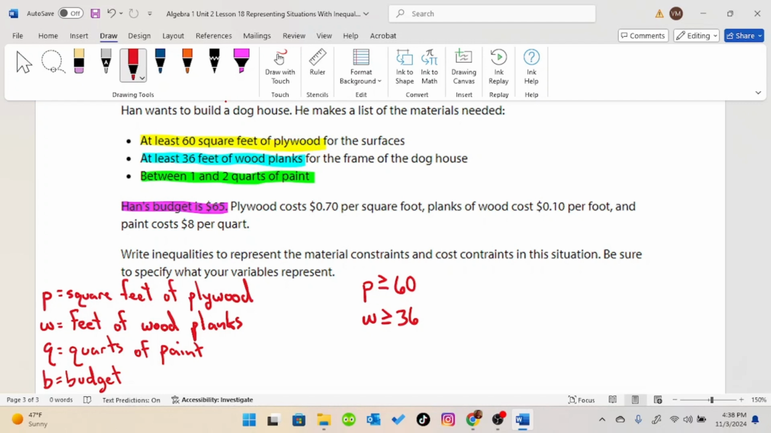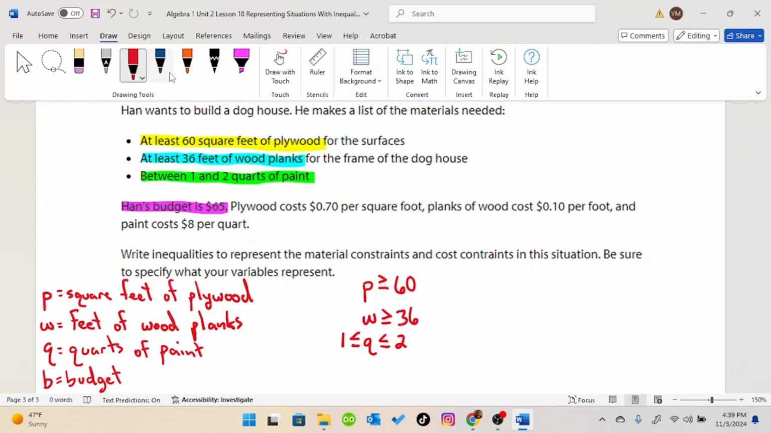The next one we have highlighted in green here says we need between 1 and 2 quarts of paint. So we know that our Q needs to be between and including 1 and 2. So it could be equal to 1 or greater than 1, and it could be less than 2 or equal to 2.